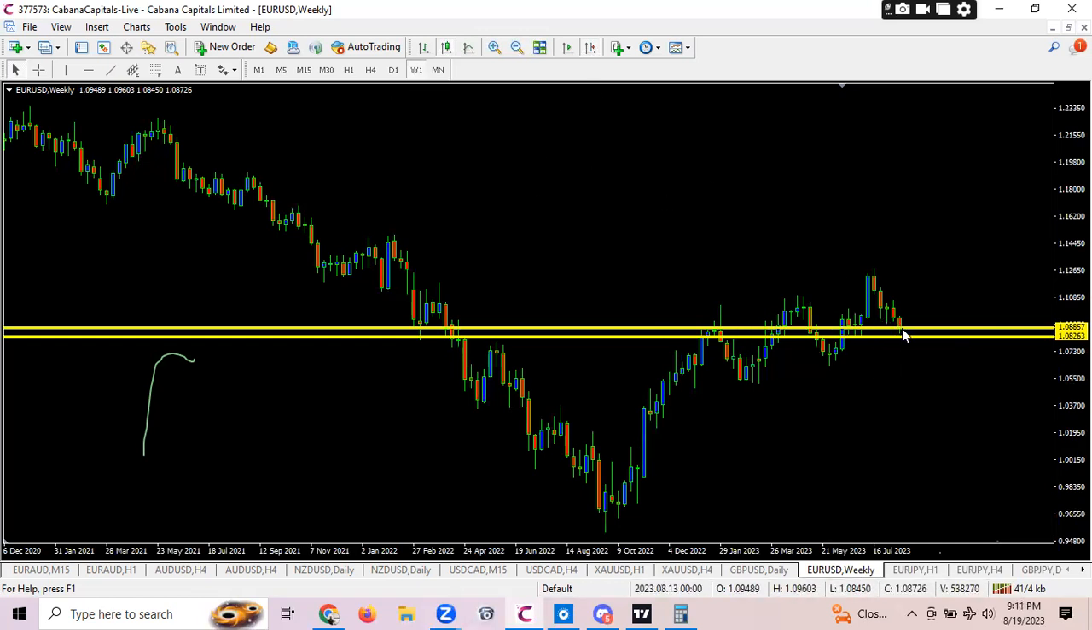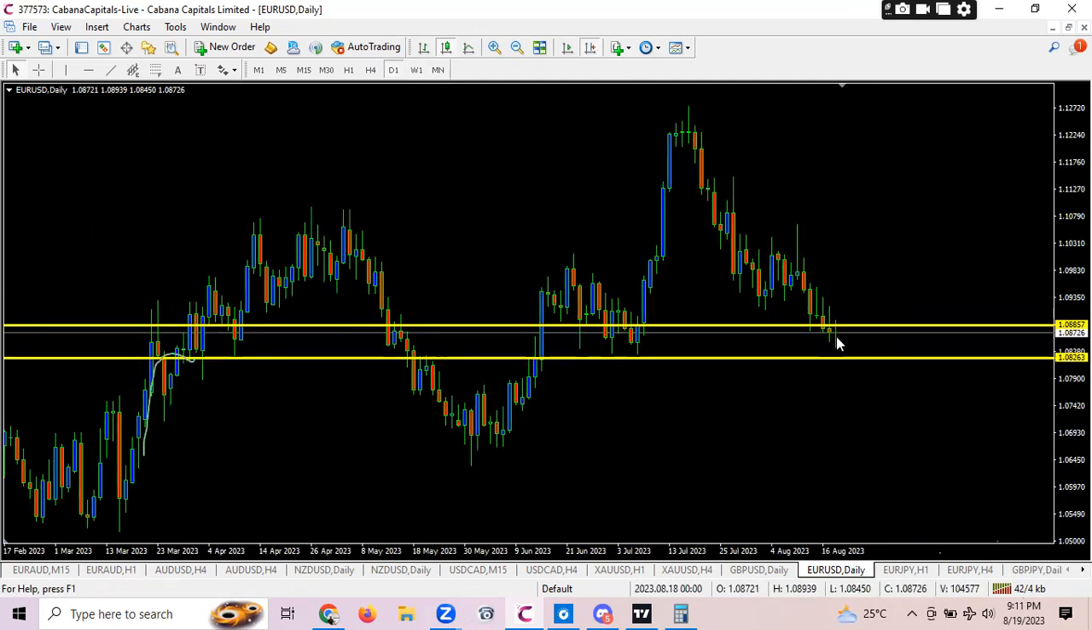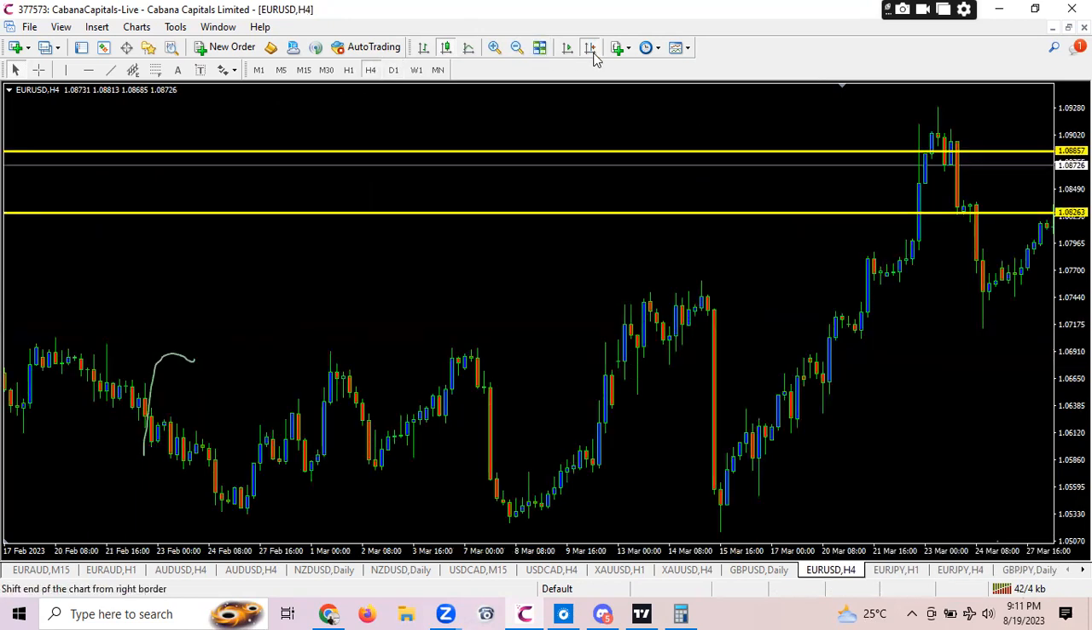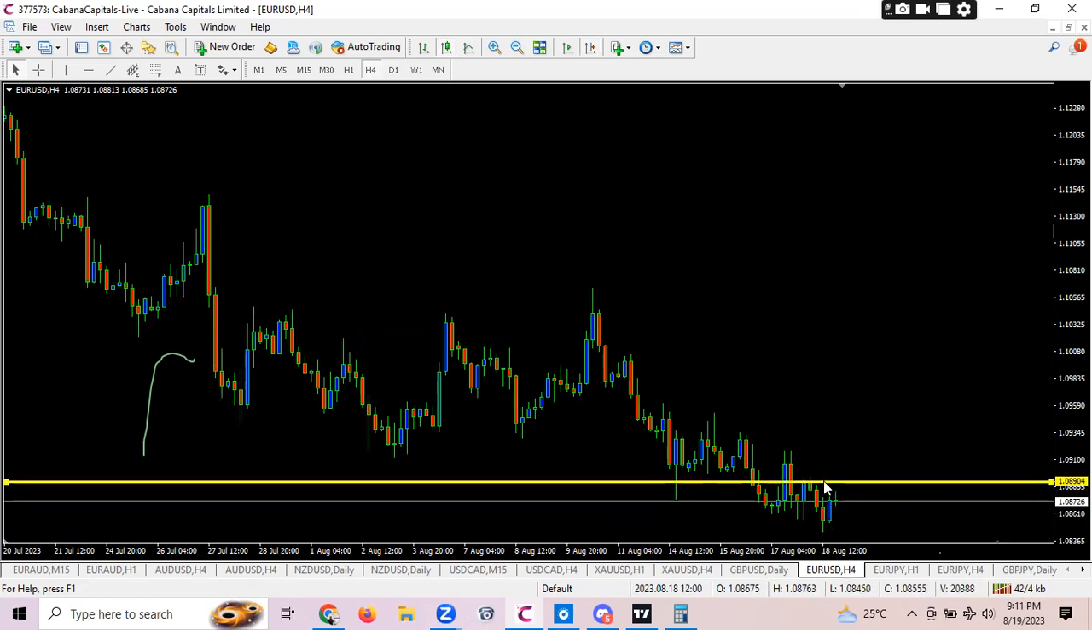So what we need to do now is identify resistance and supports before we get the pivots. Let's go to daily. What do we have on daily? You can see a doji indicating a change in trend from bearish to bullish. So let's go down to 4-hour. Our resistance for Friday's market will be this. This is our resistance, and this is our support.